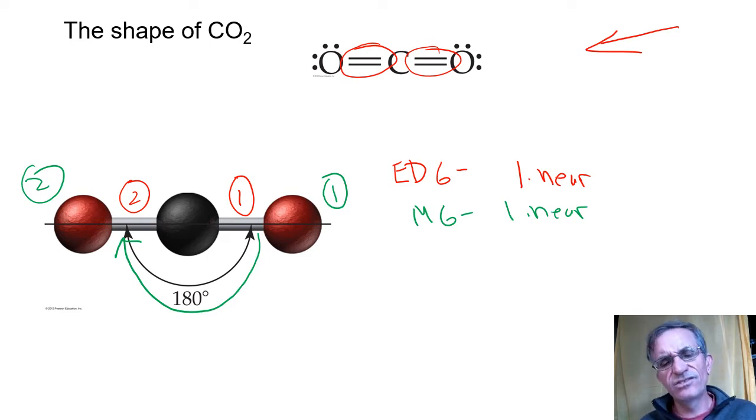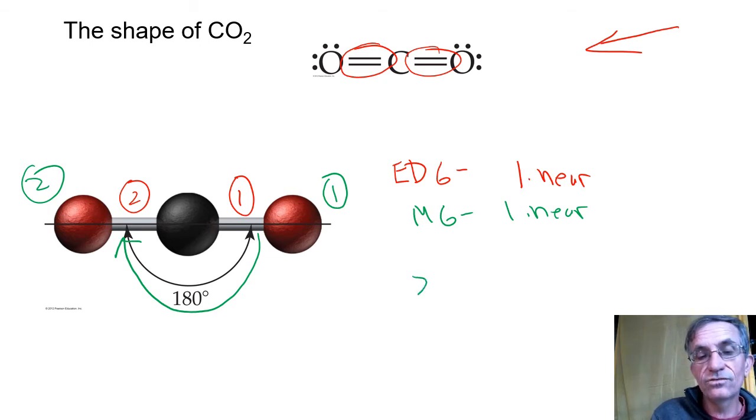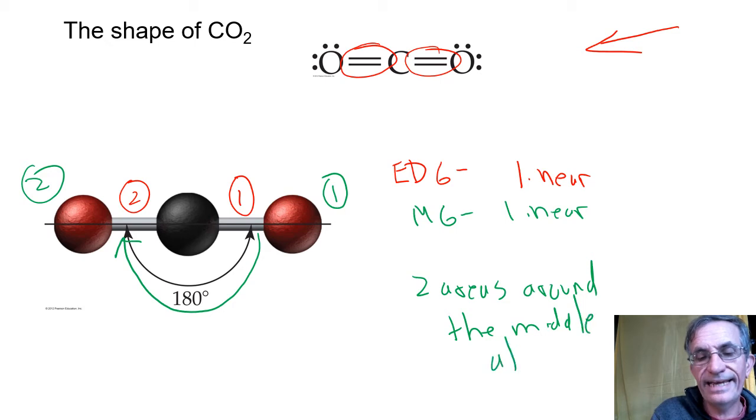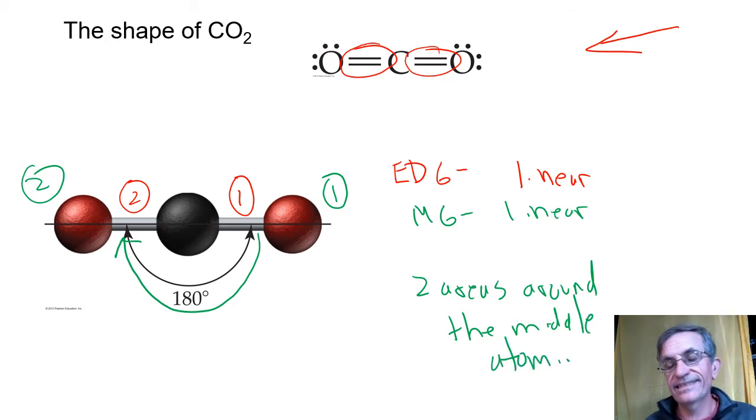All right, let's do some more examples. It'll probably make more sense when you see more examples. By the way, this possibility is going to happen when you have two areas around the middle atom. If there are two areas around the middle atom, this is the best way for those two areas to get away from each other, on opposite sides.